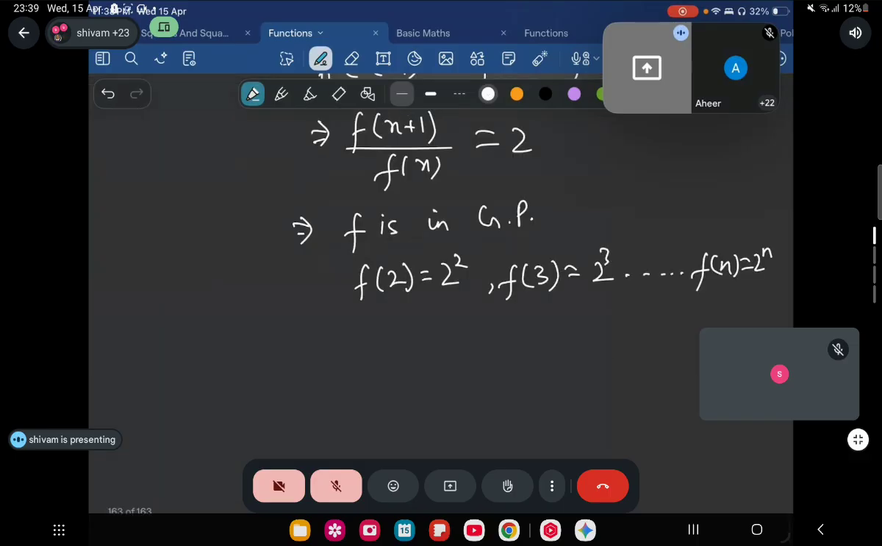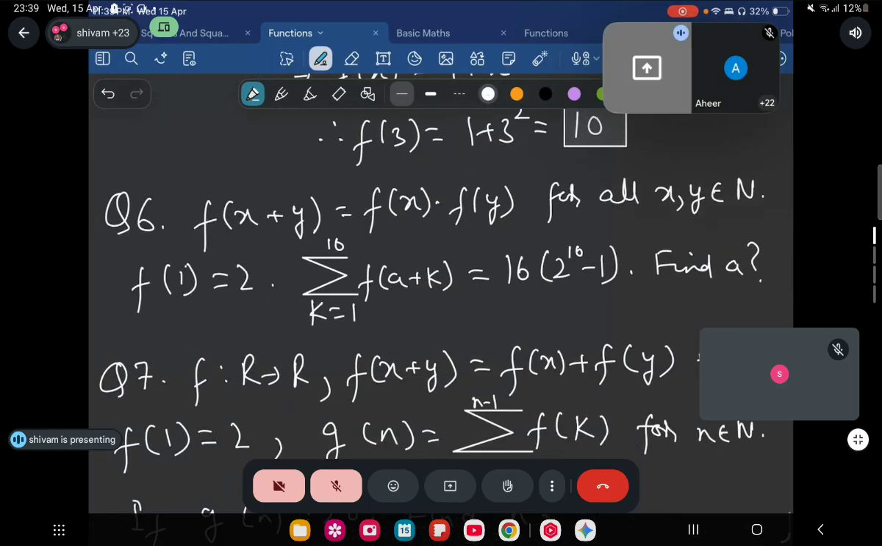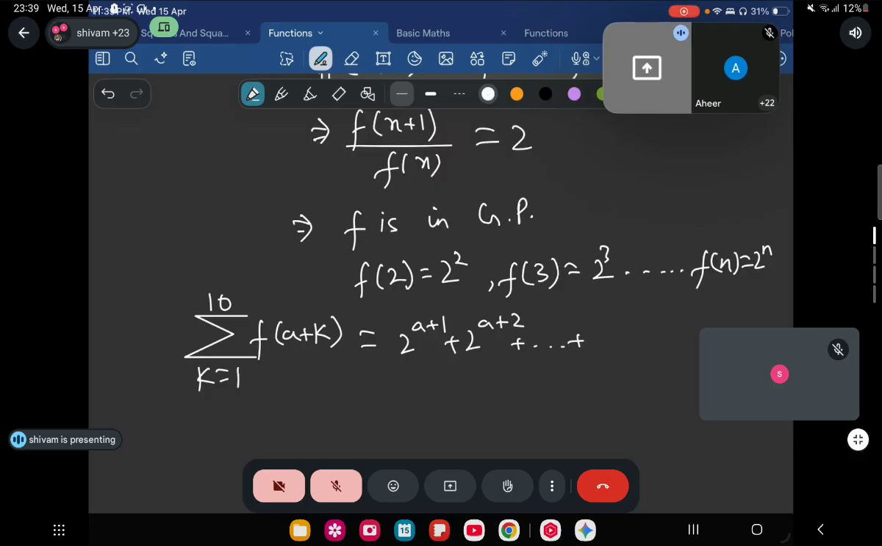Okay. Next. Now, in the question, it is given summation of k equal to 1 to 10 f of a plus k is equal to 16 into 2 to the power 10 minus 1. So let us find out what is summation of f of a plus k for k equal to 1 to 10. This is nothing but 2 to the power a plus 1 plus 2 to the power a plus 2 plus dot dot dot plus 2 to the power a plus 10.